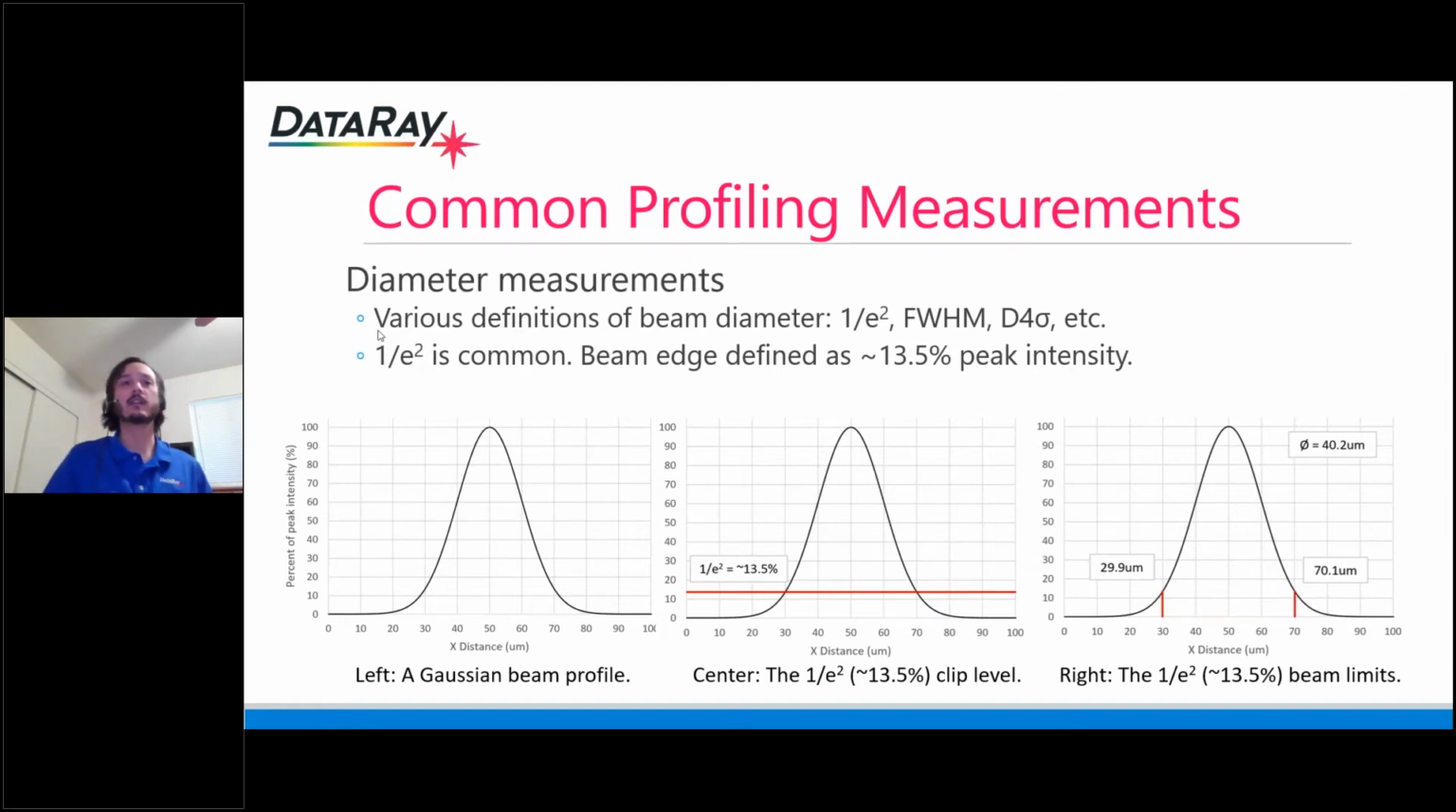Since 1 over e squared is so common, we're going to go into a little example here showing how you exactly mathematically find those beam limits. So if we have a perfectly Gaussian beam on the left graph, we can define the 1 over e squared beam limit as 13.5% of the peak energy. So we draw a horizontal line at 13.5%, and then we can draw vertical lines down from there to find the beam limits. In this case, we have one beam limit at 29.9 microns and another at 70.1 microns. So the difference in that will give you the diameter of 40.2 microns.